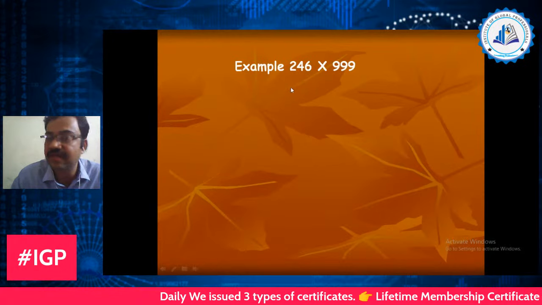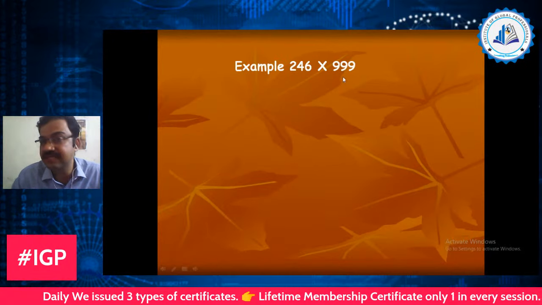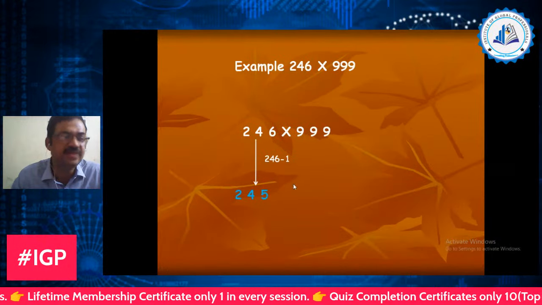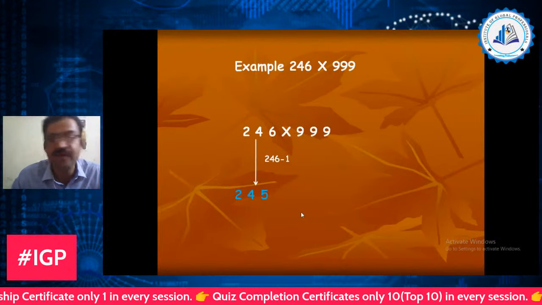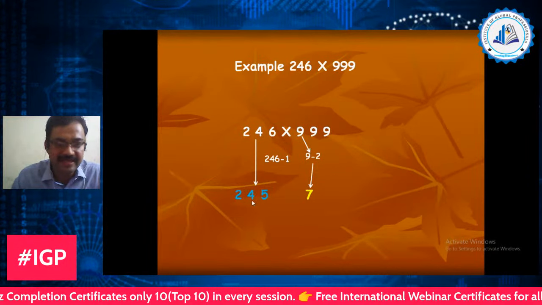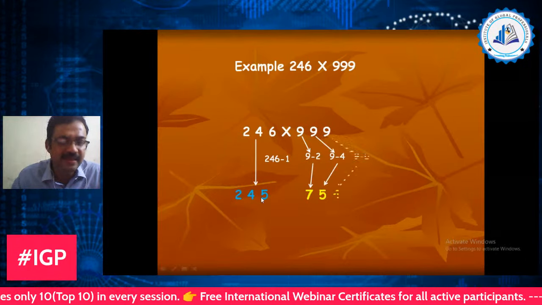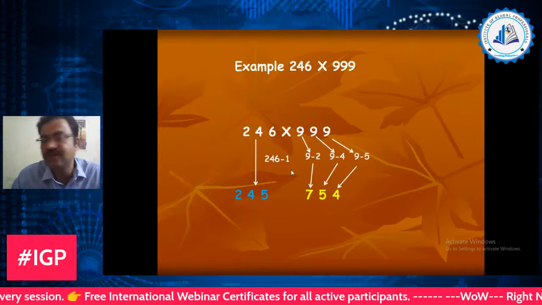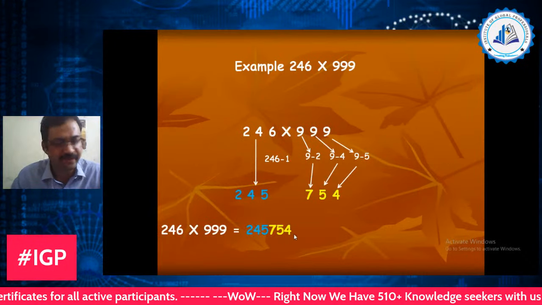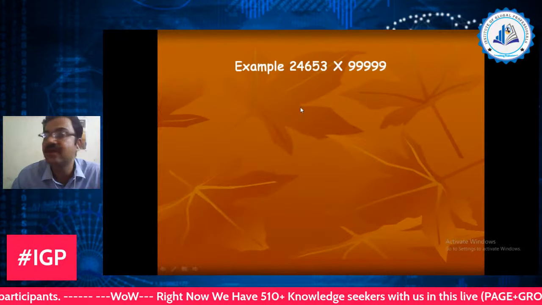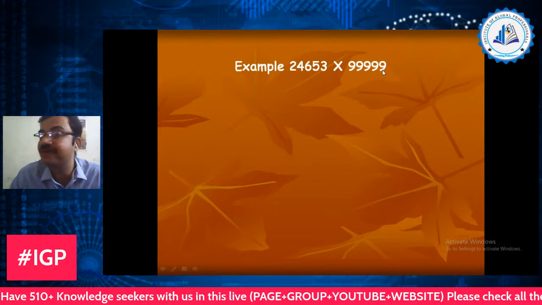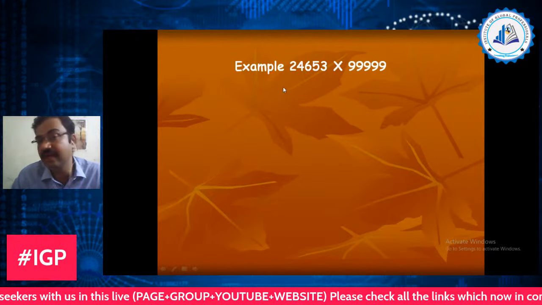Now let us take another example. If we want to multiply 246 and 999, first of all, we subtract 246 minus 1, we get 245, and then subtract 9 minus the first digit 2, 9 minus the second digit 4, and 9 minus the last digit 5. We get 754. So the product of 246 and 999 is 245754.